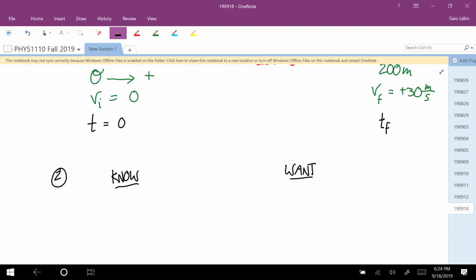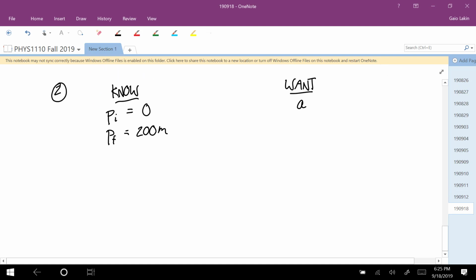Do we know the acceleration? Nope, that's what we're looking for. Do we know the initial position? What is it? 0, yep. Do we know the final position? Yep, 200 meters. Do we know the initial velocity? Yep, 0. And do we know the final velocity? Yeah.